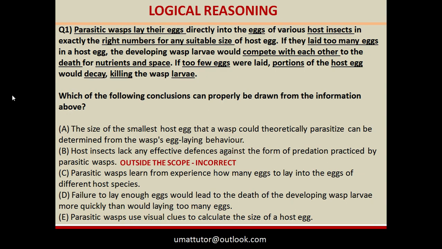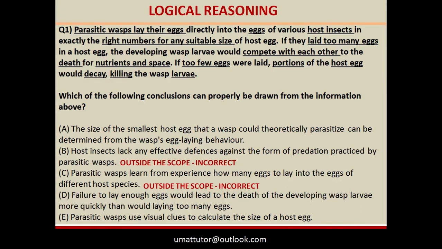So option C deals with the idea of the wasps learning from experience. And again, it's not really dealt with in the information at all. Nowhere does it say anything about how they learn to do this, or whether it's instinct. So we can again rule it out and say it's incorrect because it's outside the scope of the information given to you.